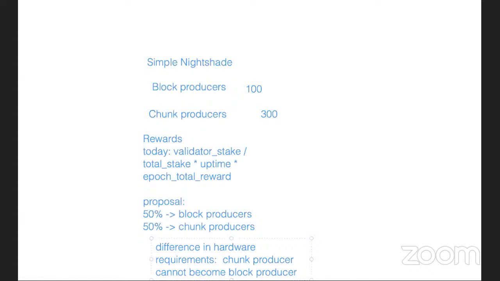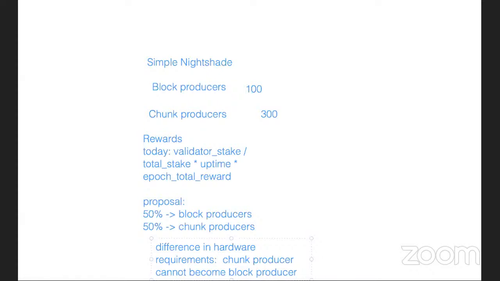So I was sort of operating under the assumption that because chunk producers have less hardware, they also have less stake. But I guess that's not inherently true in this model. It could somehow be the case that. Yes, that's actually a very interesting point, right?